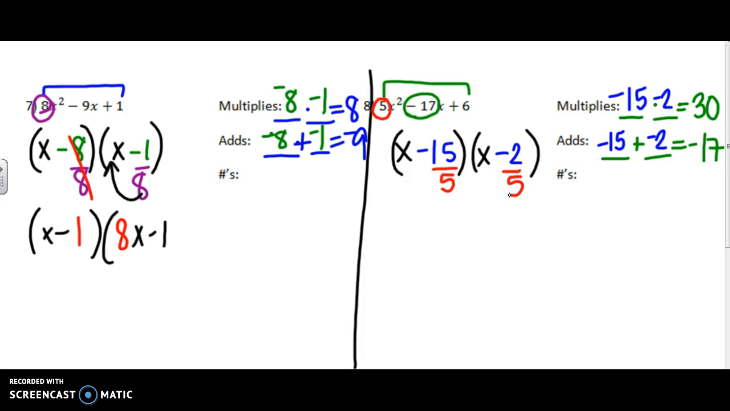And then you can reduce that. So 15 over 5 reduces to a minus 3. 2 over 5 doesn't reduce, so we're going to bump that 5 to the front. So we end up with x minus 3, and then 5x minus 2 as our final answer.